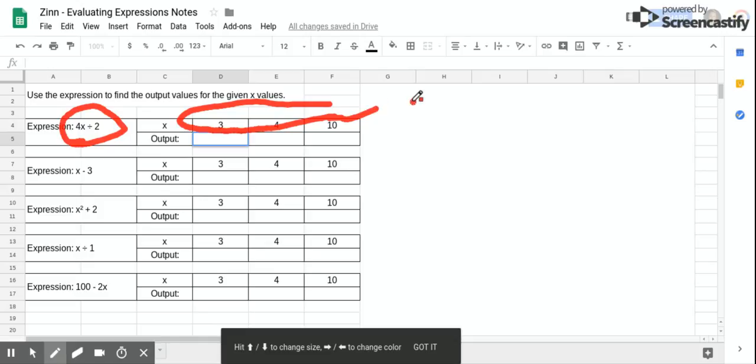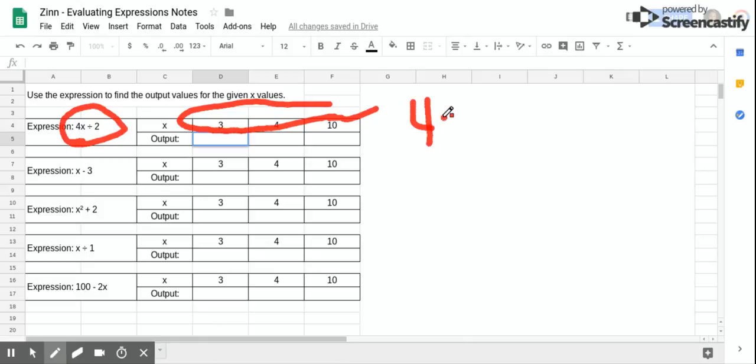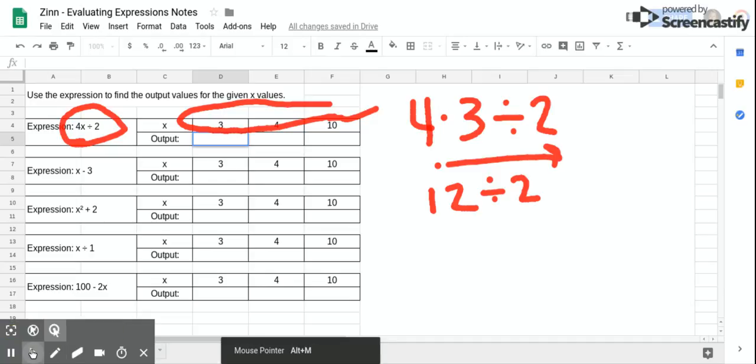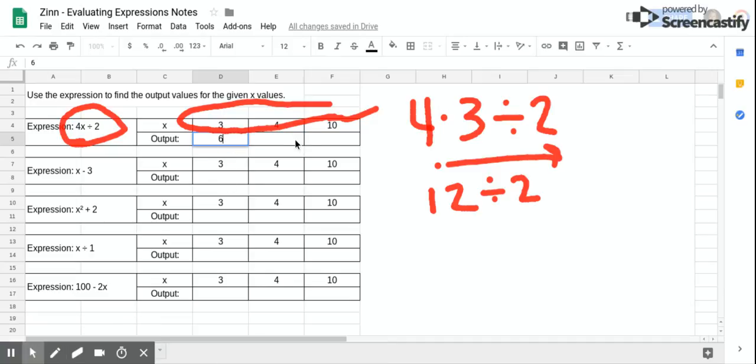So first let's do 3, and then it would become 4 times 3 divided by 2. And with the order of operations, with multiplication and division, you just go from left to right. So you would do 4 times 3 first, which is 12, and then 12 divided by 2, which is 6. So in the box right below, you'll just type in the number 6. Or on your paper, I guess you'll write it.